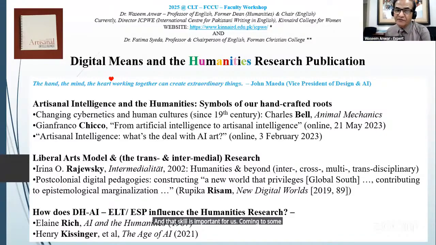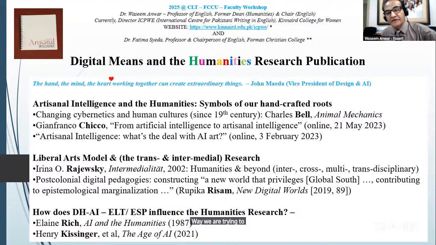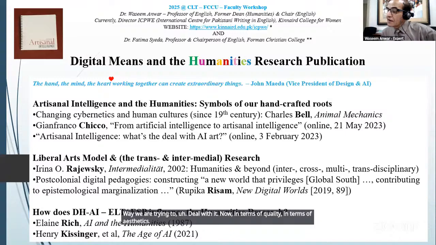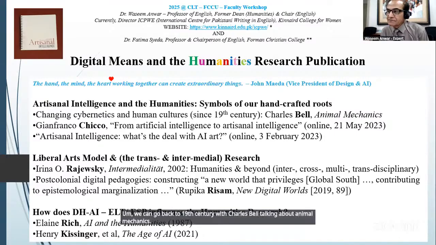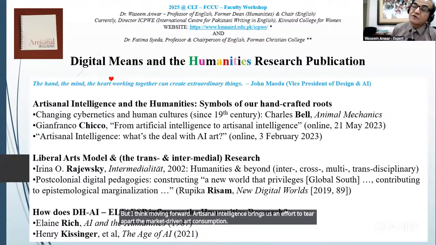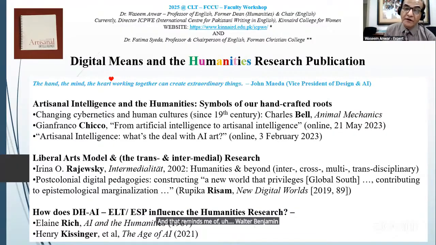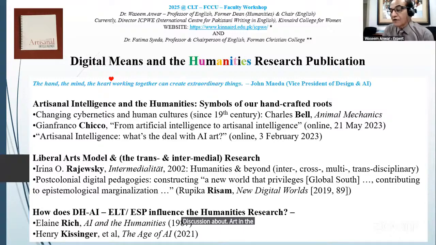Coming to some other references, of course, artisanal intelligence, the way we are trying to deal with it now in terms of quality, in terms of aesthetics. We can go back to the 19th century with Charles Bell talking about animal mechanics. It becomes important for us to also realize how the world of nature operates. But moving forward, artisanal intelligence brings us an effort to tear apart the market-driven art consumption. And that reminds me of Walter Benjamin and Adorno and their discussion about art in the age of mechanical reproduction.